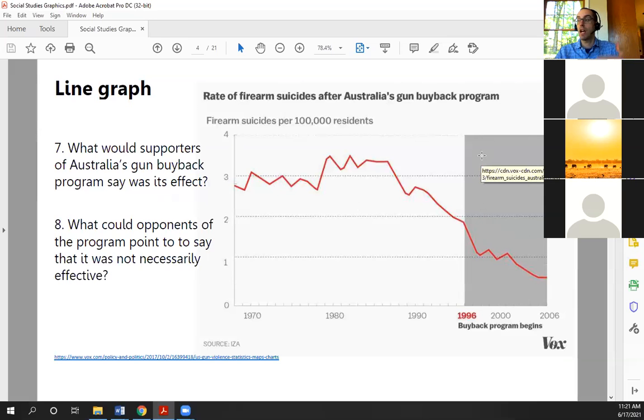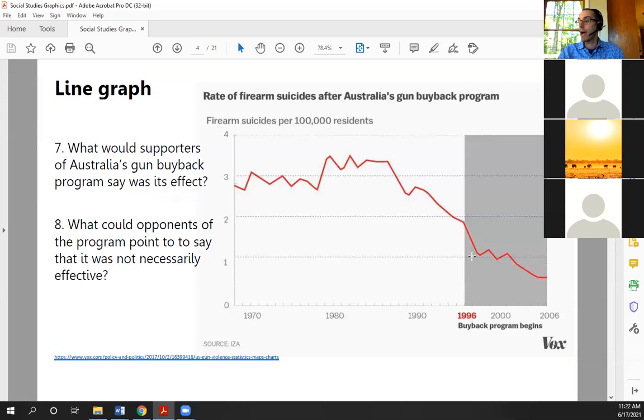If you looked at this and you said, I support the law, the new law, you look at this map and what would you say to support your argument? How does this chart prove that the gun buyback program was good? Because the number of suicides has gone down.